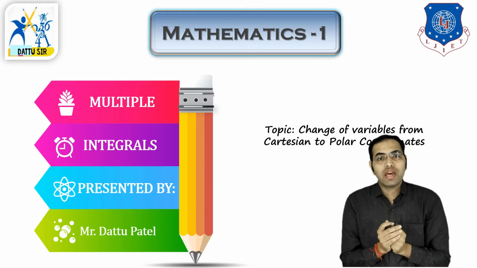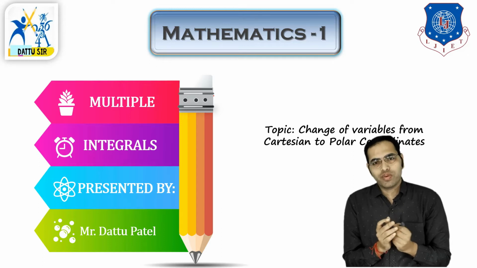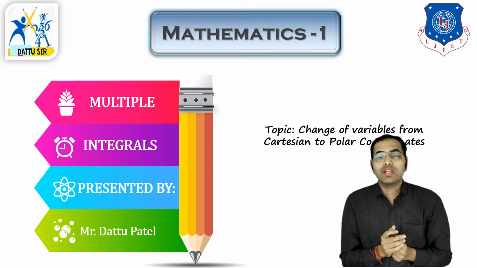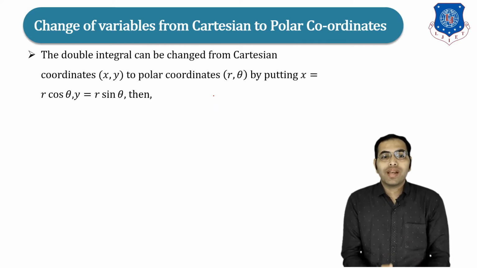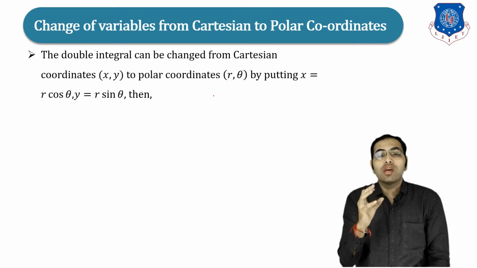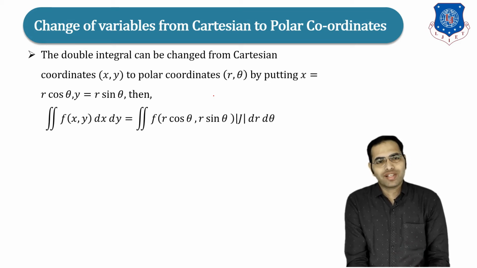In the earlier lecture we already discussed the change of variables from other coordinates by the Jacobian method or transformation method. Today's session we are going to discuss the change of variables from Cartesian to polar coordinates. Firstly, the double integral can be changed from the Cartesian coordinates x, y to the polar coordinates r, theta by putting x equal to r cos theta and y equal to r sin theta.